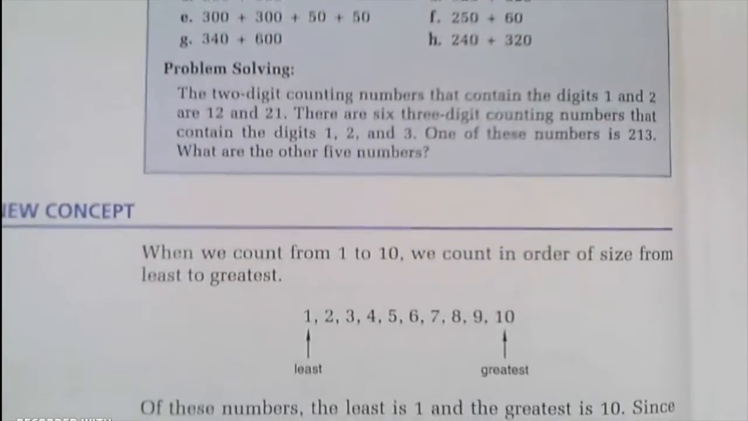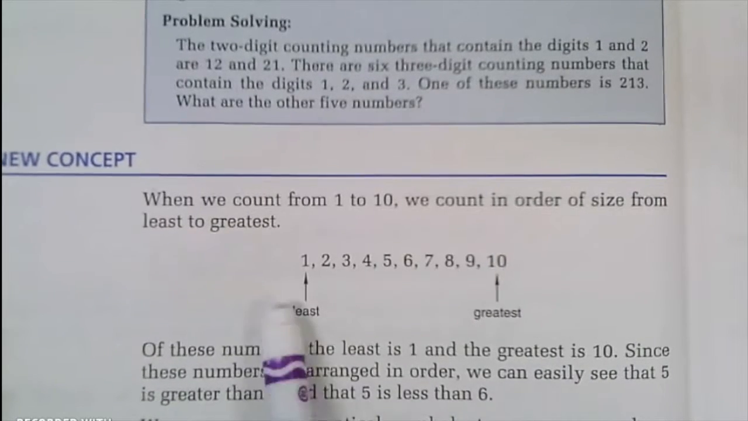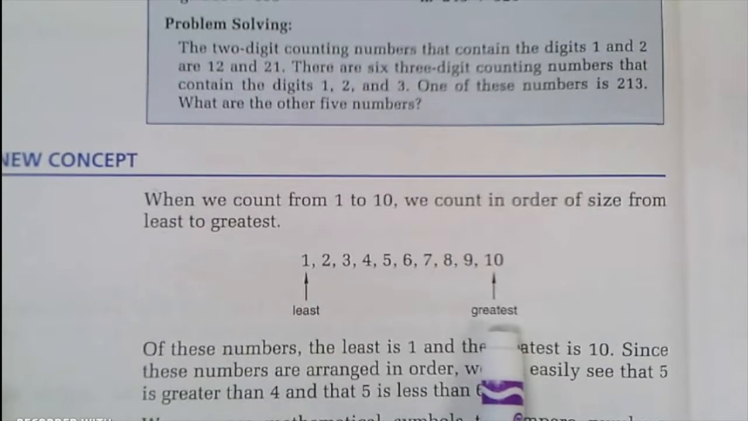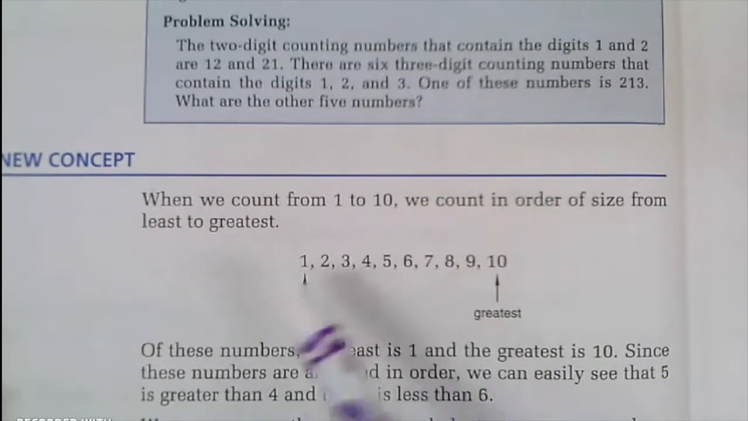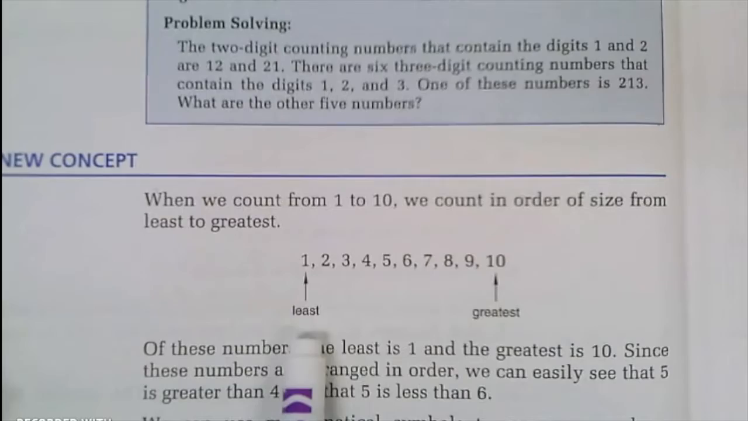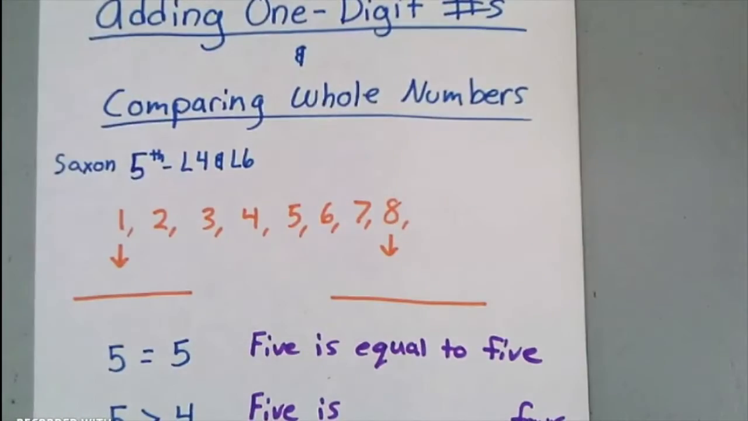And in order to compare whole numbers, we need to talk about these two vocab words. We've got least and greatest. When we count from 1 to 10, we count in order of size from least, which is the smallest number, to greatest, which is the biggest number.